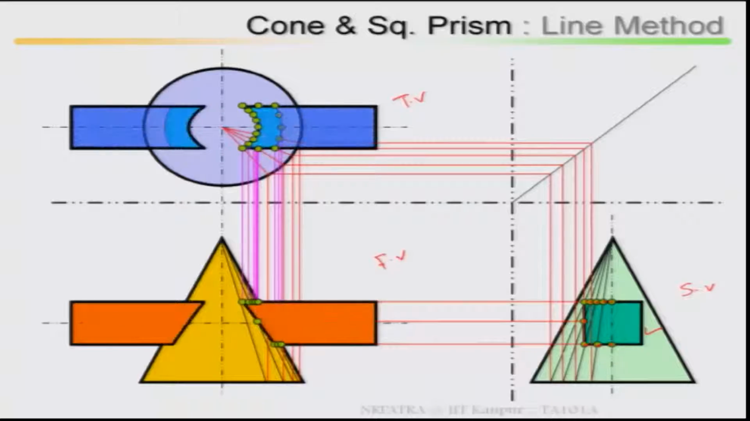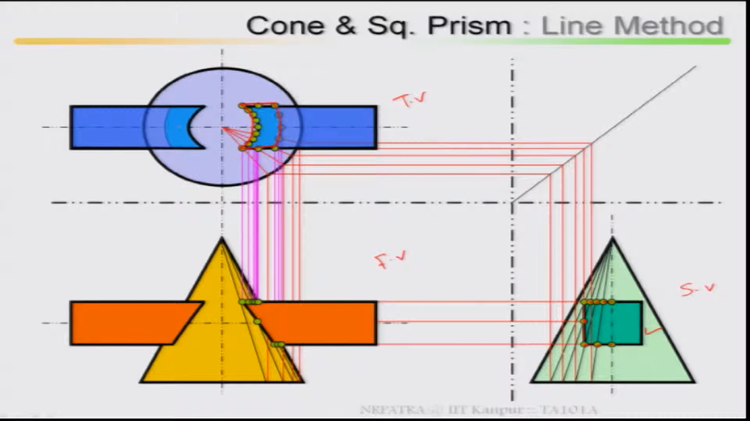How it looks, look at here how it looks, it looks like a curve at the interface, this, this and this. It is symmetric because the square prism goes throughout this cone and it will be the same.